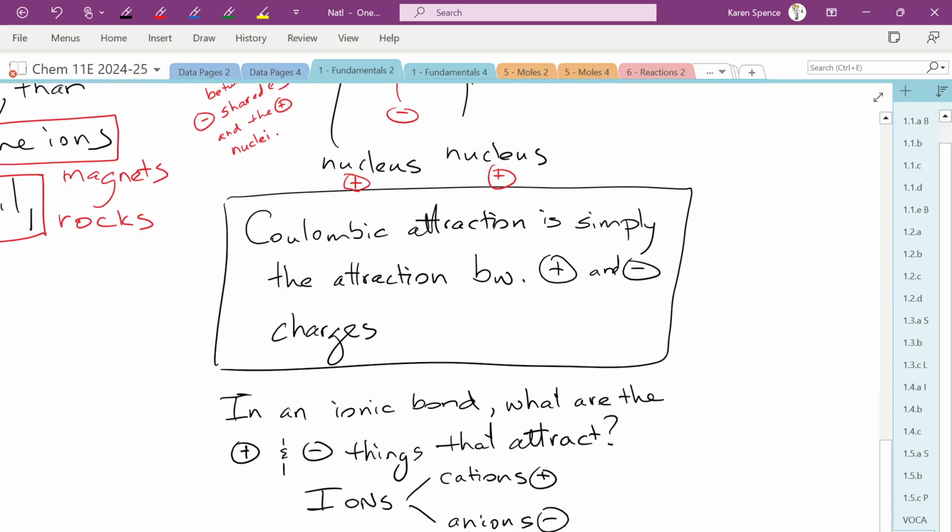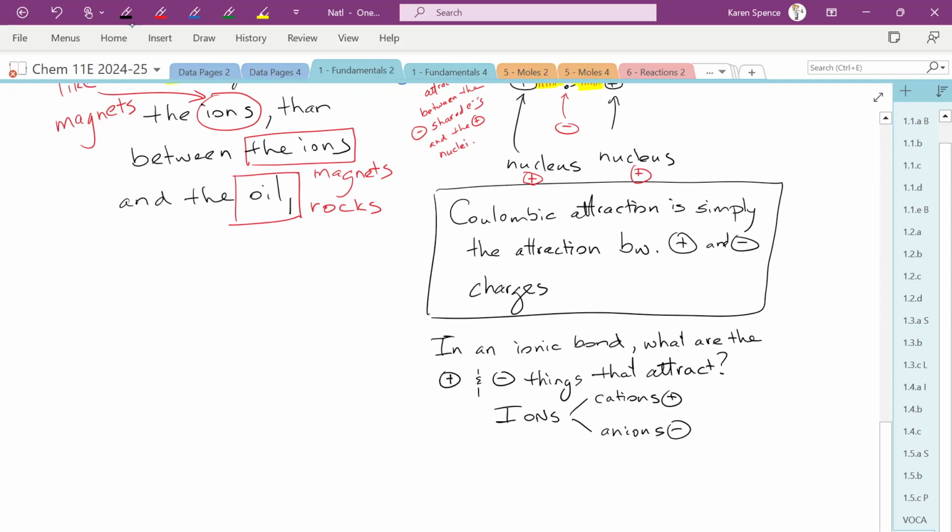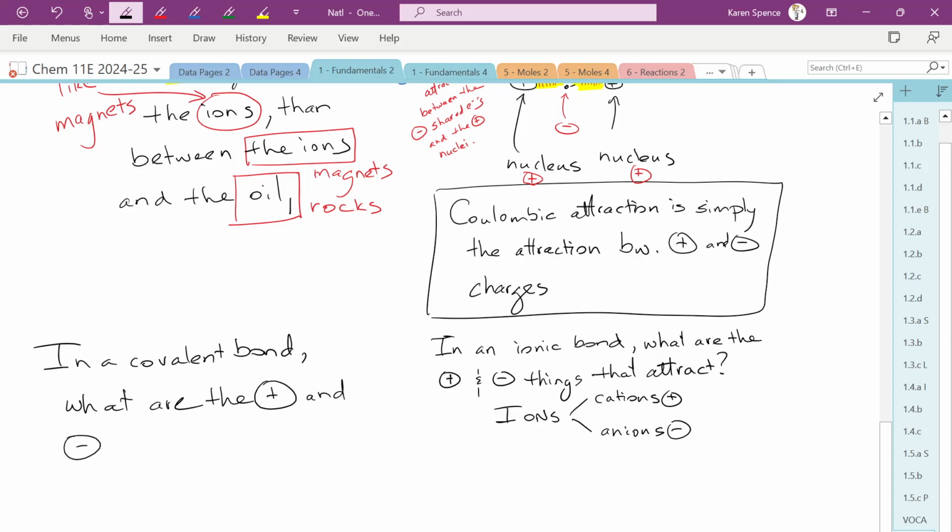So we have coulombic attraction, the attraction between positive and negative. In an ionic bond, what are the positive and negative things? The cations and the anions. In a covalent bond, what are the positive and negative things? Chat with your neighbor about that.